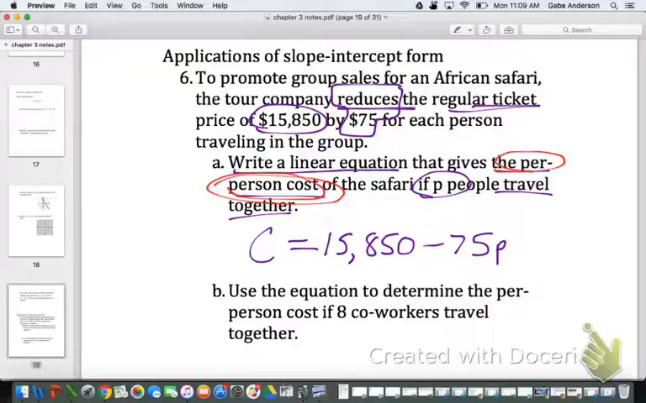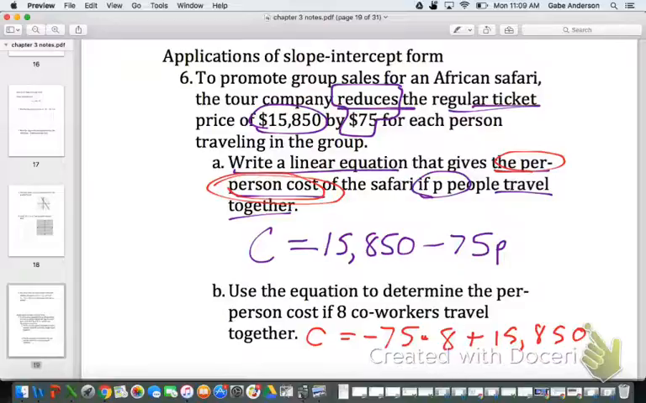C equals negative 75 times 8 plus 15,850. That makes sense? What did she really do? Using the lingo that we've used a lot, what did she do with the 8? Substitute. Yeah, she substituted the 8 in for the P, right? Or you could say she plugged the 8 in for the P. Same sort of thing. You'd use your calculator here.